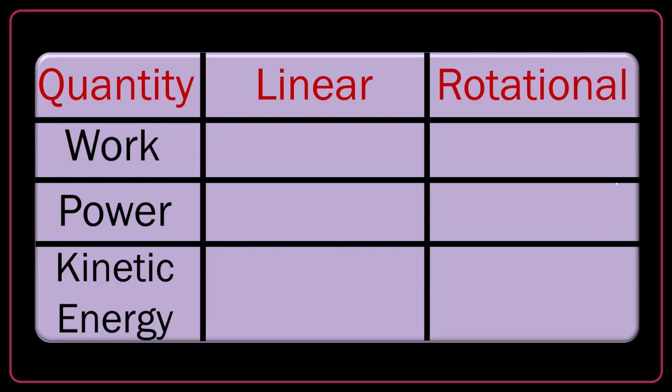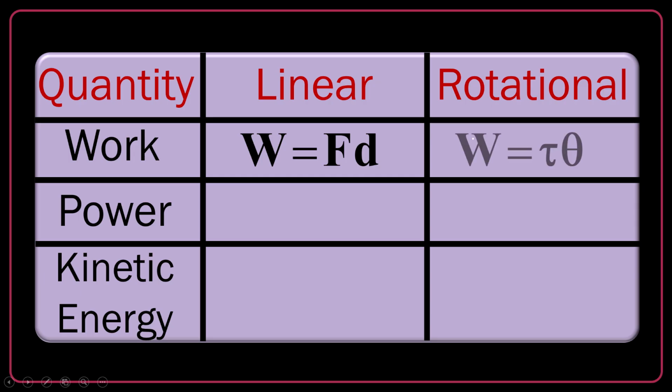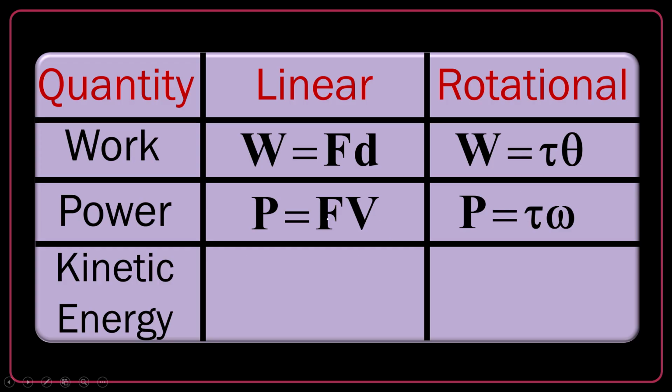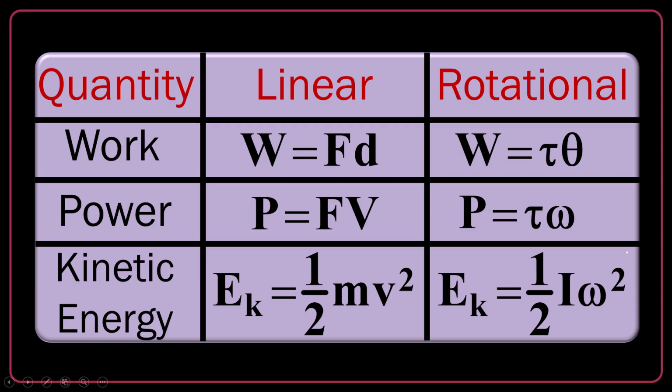So let's summarize it in a table. Quantity: work, power, kinetic energy in linear motion and in rotational motion. In linear, we had force times distance. Here, rotational is tau times theta, angular distance. Power is force times velocity, force times speed. And here, the power is torque, the brother of force, times angular speed. Kinetic energy, a half of mv squared. Mass has a brother, moment of inertia, and v has a brother, omega, so it's a half of I omega squared. We still are working on brotherhood.